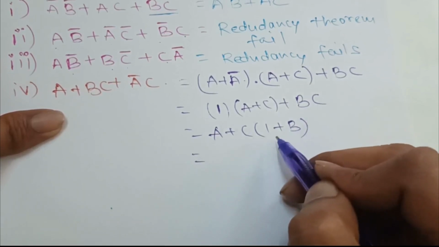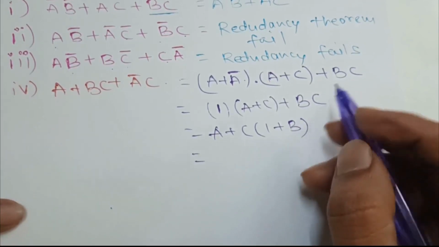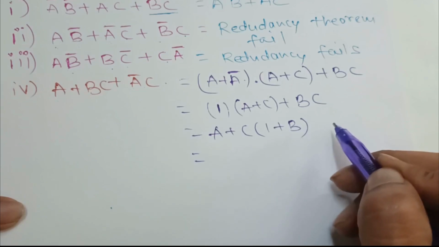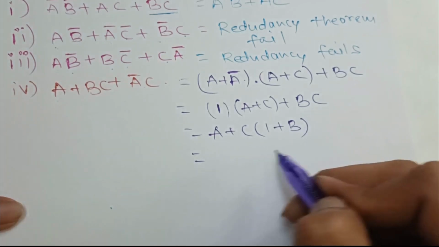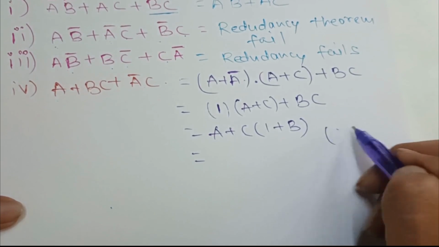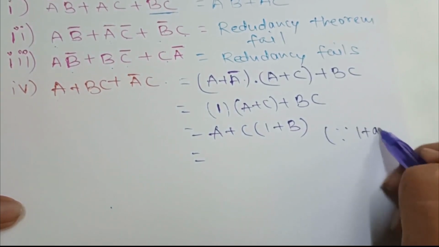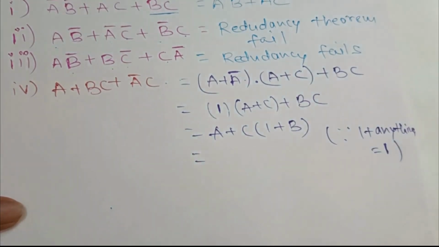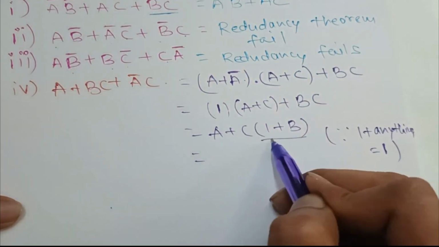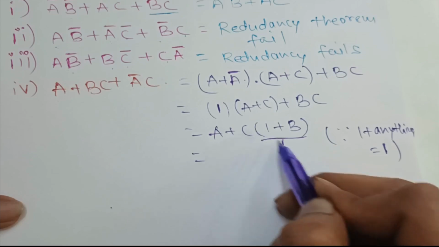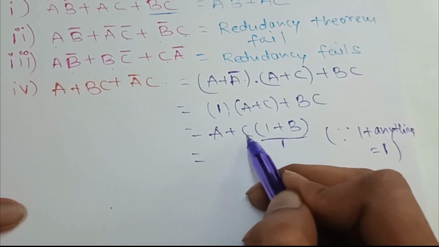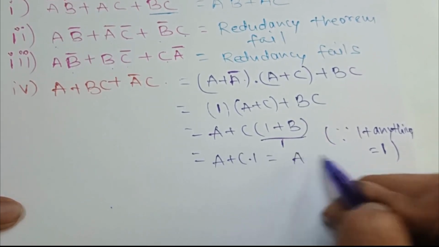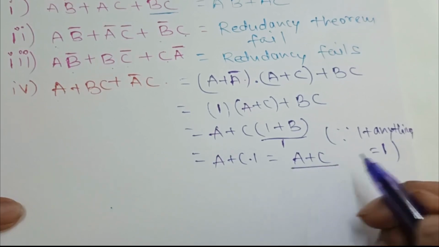Here come our OR operation related theorems. If you add 1 to any variable, ultimately we are going to get 1 as a result. Here I am going to write it as 1 plus anything is going to give you the result 1. So the whole term is going to give you 1. So 1 is dot operated with C. So A plus C dot 1 is going to give you A plus C. So this is our ultimate answer.